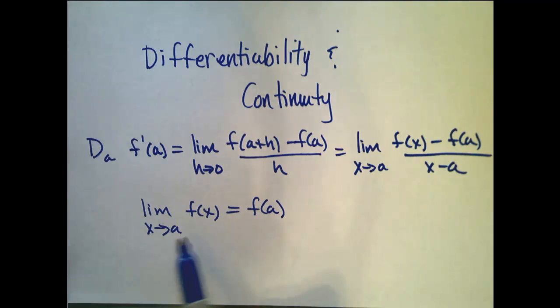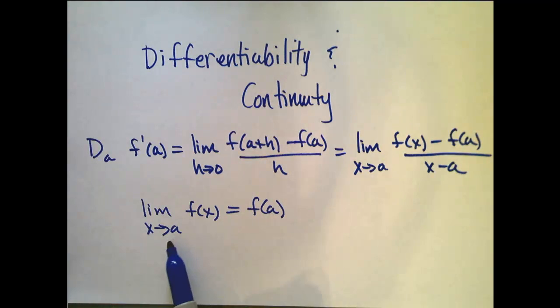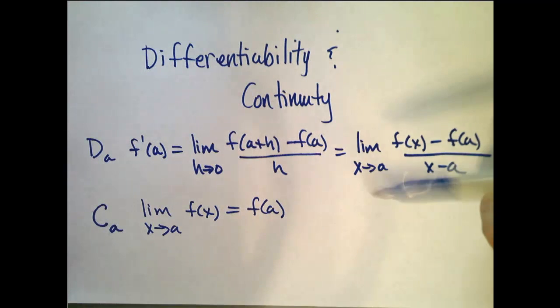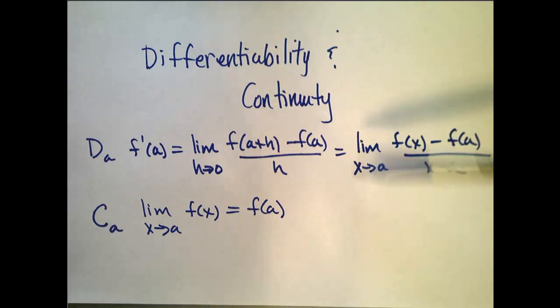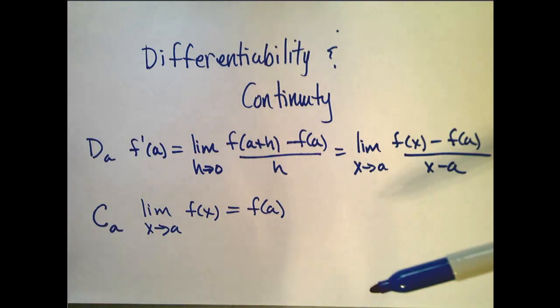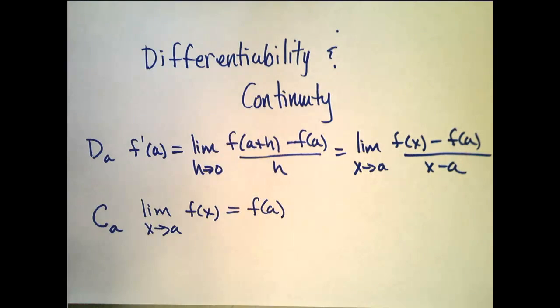And remember back that if the limit as x approaches a of f of x equals f of a, then we say f is continuous at a. So the question that we are going to explore in this video is where these two agree. If they ever agree, do they always agree? All right? And it turns out we actually have a theorem.